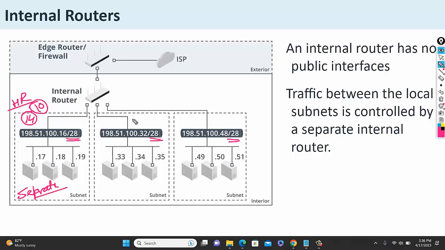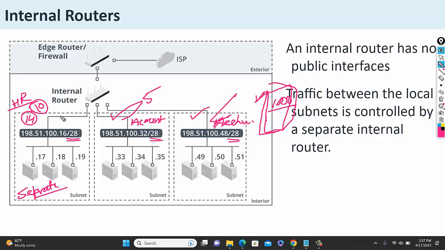Another is an accounts department, where only 5 people are working. Here is another department, like admin or the technical department. There is another department, which is the processing team or production team, and there are 1,000 people working. So inside the organization I want this network to be separated, this network to be separate, and this network to be separate. All the networks will be separated.